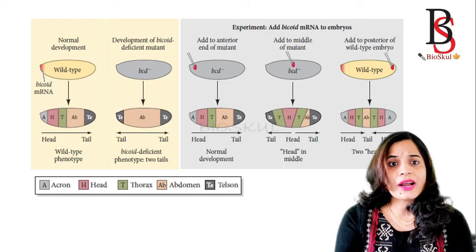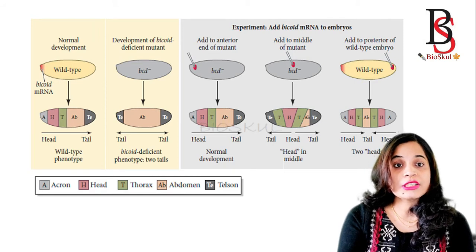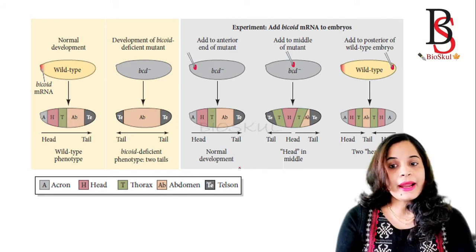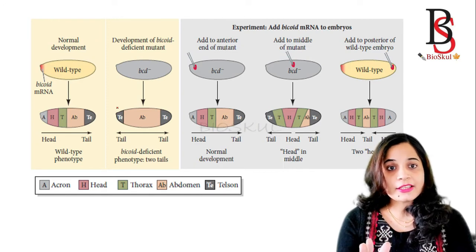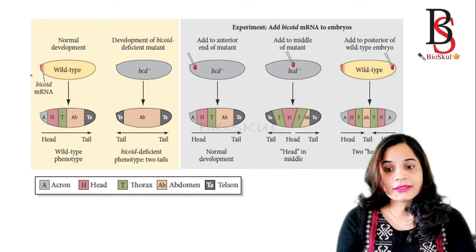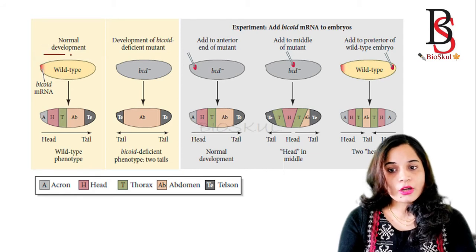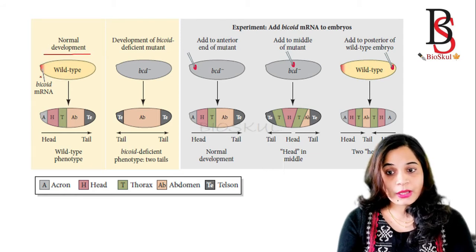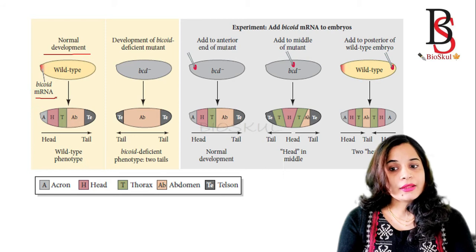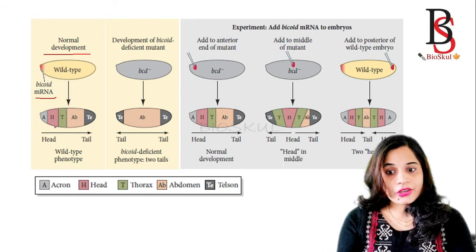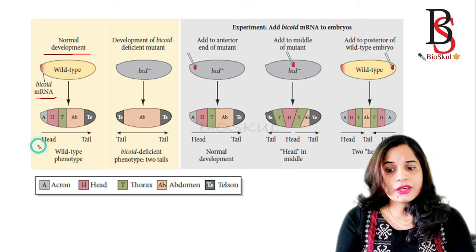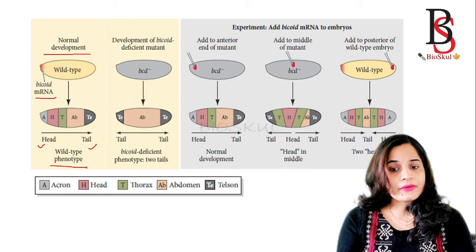Now we will see why it is called the Find It, Lose It and Move It experimentation. Find it means the normal bicoid mRNA is present at the anterior end. Here in the diagram is the normal development in the wild type embryo, where the bicoid mRNA concentration, the gradient, is higher at the anterior end and it develops the anterior head and the posterior tail. It is the wild type phenotype.